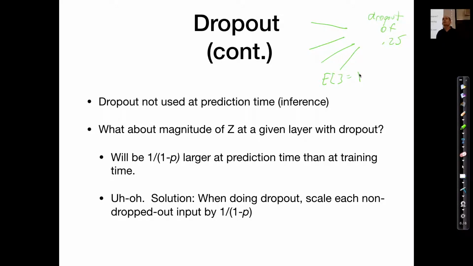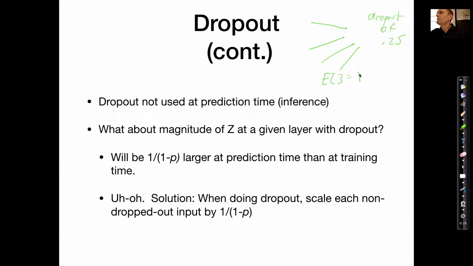But when we're doing prediction, what would we expect our weighted input to be? 4. So we need to scale by that factor. When do we do it? We can do it at prediction time, or we can do it at training time.